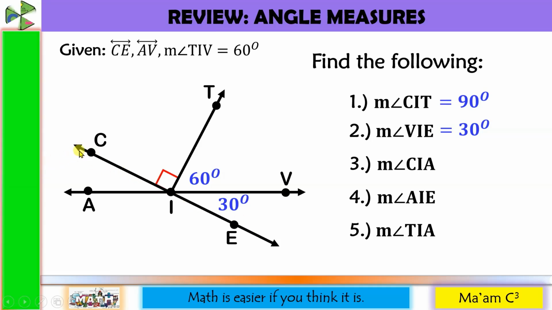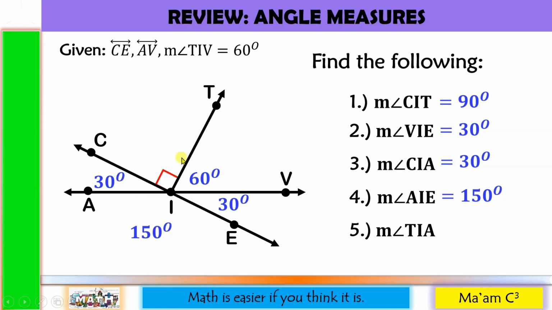Number 3, angle CIA. CIA is vertical with VIE. So if this is 30 degrees, then this is also 30 degrees because vertical angles are always congruent. Number 4, angle AIE. Since AV is a straight line and thus creates 180 degrees, then if this is 30 degrees, AIE is 150 degrees. 150 plus 30 is 180 degrees.